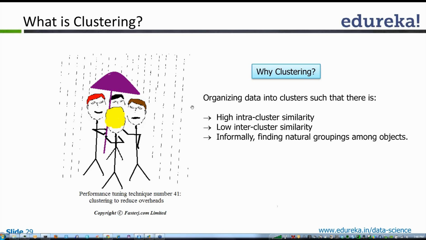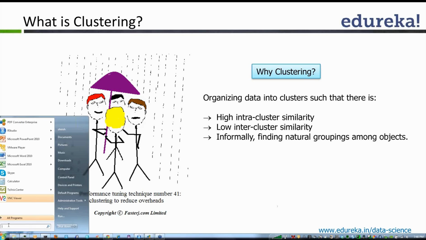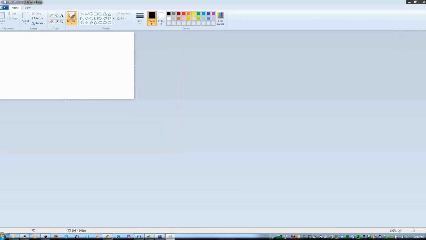Like for example, if I have data points like this, if this is my data, a bunch of points, a natural grouping is obviously this is one cluster and this is one cluster, right? Because they are kind of close to each other. So informally, that's what you're trying to do. You're trying to find the groupings that you normally do just by looking at them.